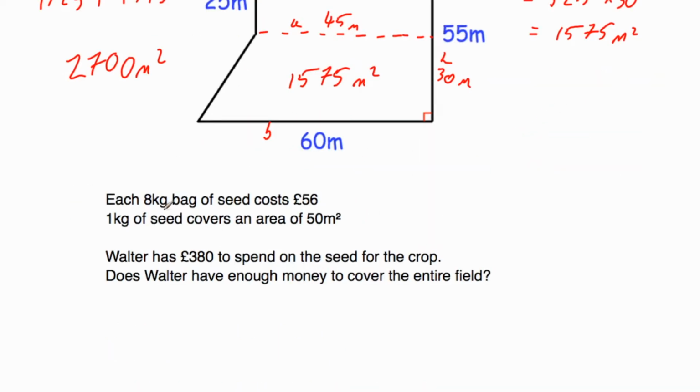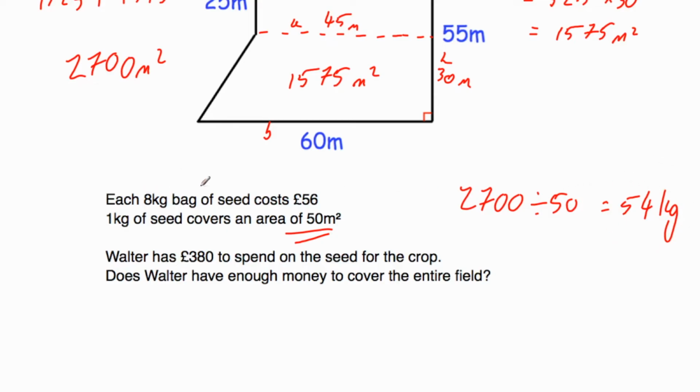And then we're told each 8 kilogram bag of seed costs £56, and 1 kilogram of seed covers an area of 50 meters squared. So if we were to divide this field into 50 square meters, each one of those 50 square meters would need a kilogram. So if we divide 2,700 by 50, that would tell us how many 50 square meters there would be, and if each one needs 1 kilogram, that would tell us how many kilograms of seed we'll need. So 2,700 divided by 50 is equal to 54. So Walter's going to need 54 kilograms of seed.